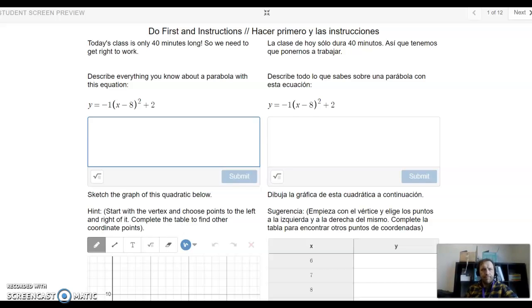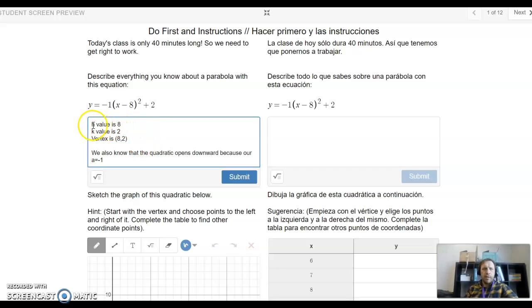All right, so pause that. All right. Here's some of the things that we really know about this, right? The h value is 8, right? X minus 8 gives us an h value of positive 8. The plus 2 here gives us a k value of 2, and that means the vertex is (8, 2). This a value is negative 1, right? And so we know that the quadratic is going to open down because it is a negative a value.